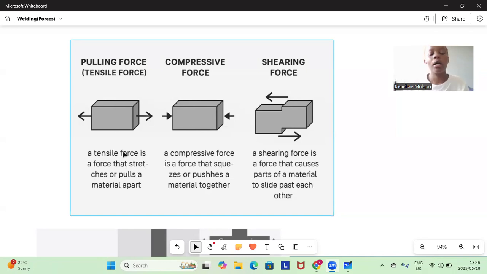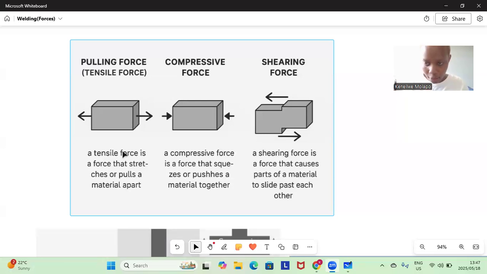You have two groups of people in a competition of pulling a rope to see which group will win. One group will be on the right-hand side and the other group on the left-hand side. In between the groups, there will be a rope. So what are these groups doing? They are pulling a rope. When they pull that rope, pulling force is applied because they pull.